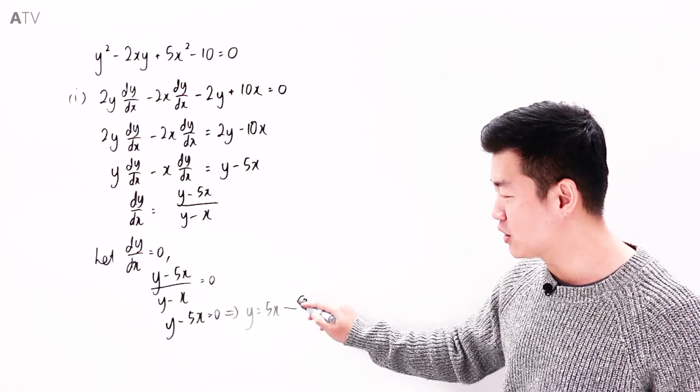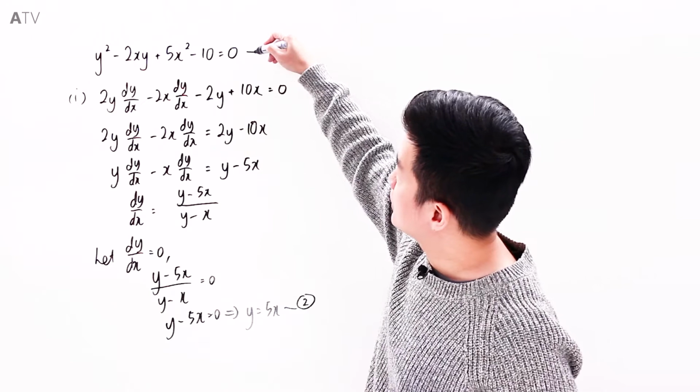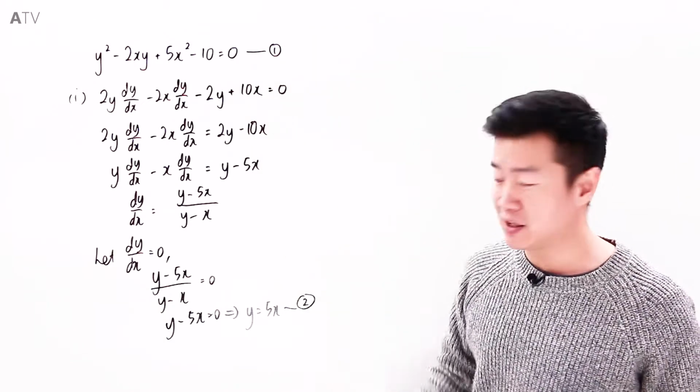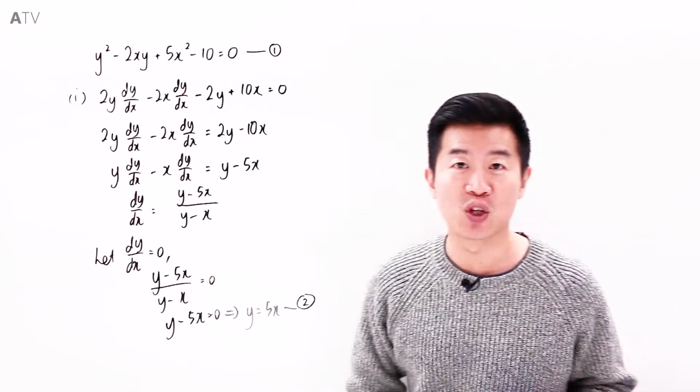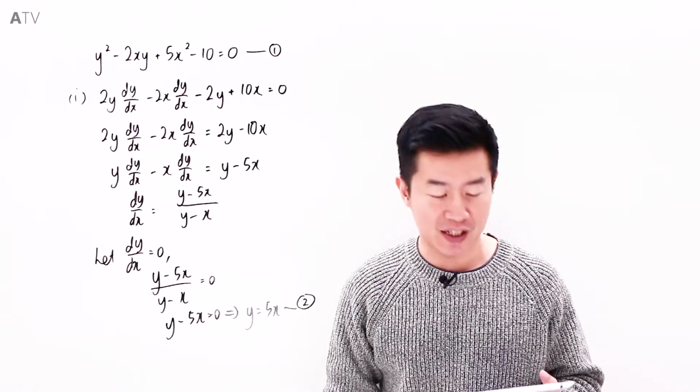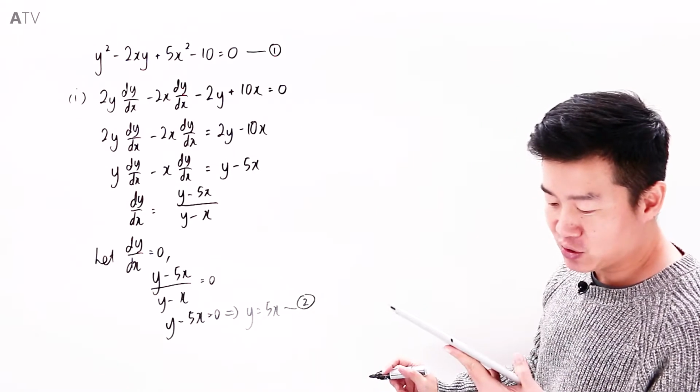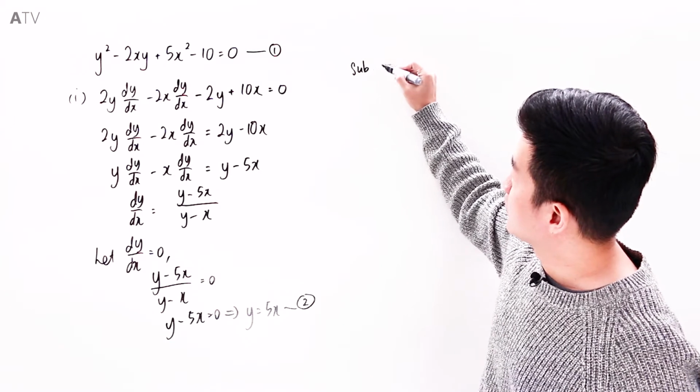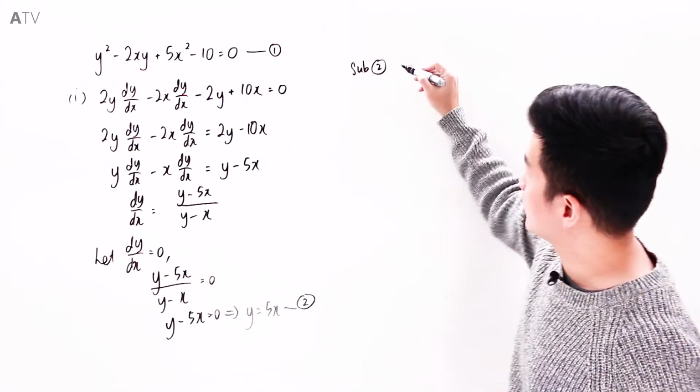I'm going to call this equation number 2, and this equation here, I will call equation number 1. By solving these two equations, we should be able to find the x-coordinates of the stationary points. So let's give it a try. I'm going to substitute equation number 2 into equation number 1.